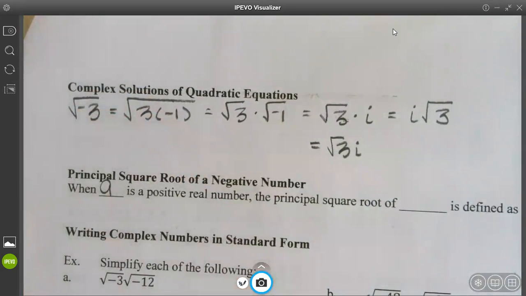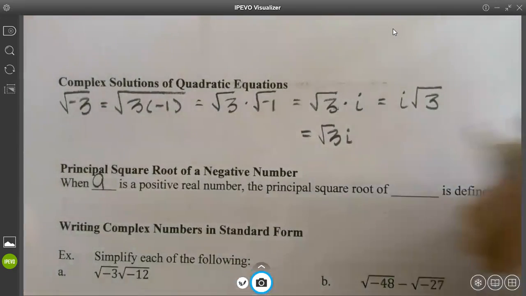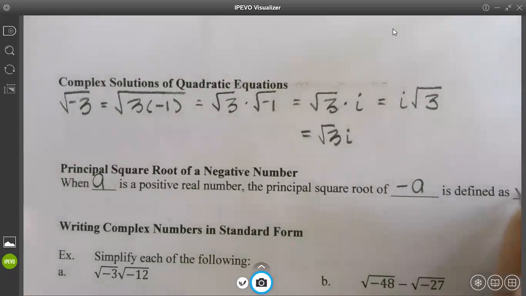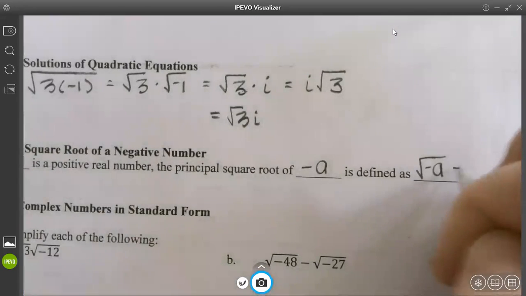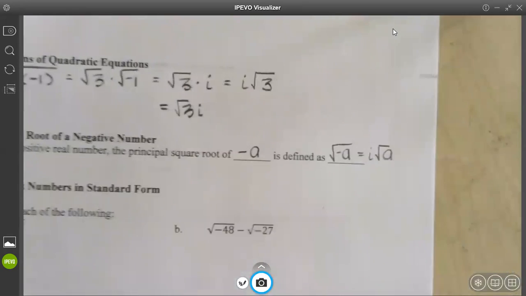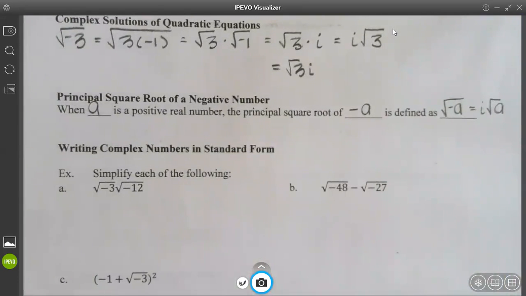Principal square root of a negative number. If A is a positive real number, the principal square root of negative A is defined as the square root of negative A, written as I square root A. So it's the same thing that you already knew. We already talked about that up there. All right. Couple more examples and we're done.